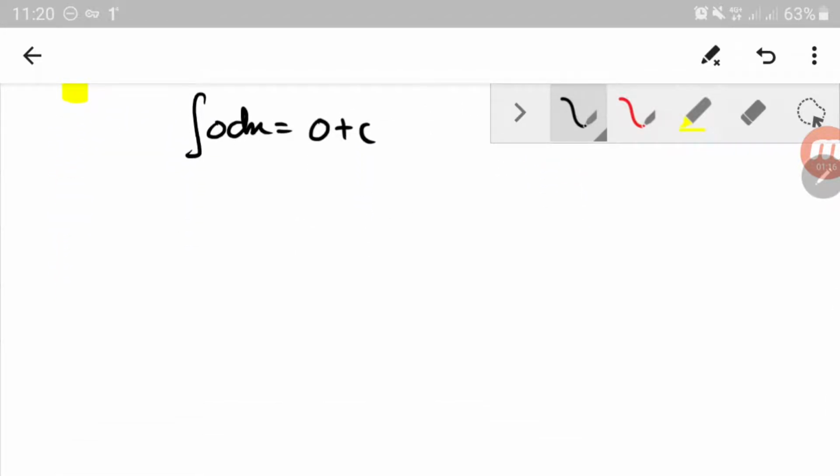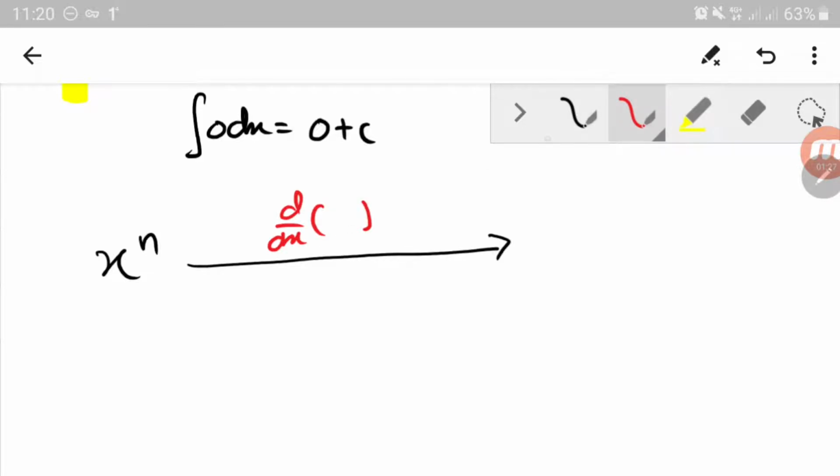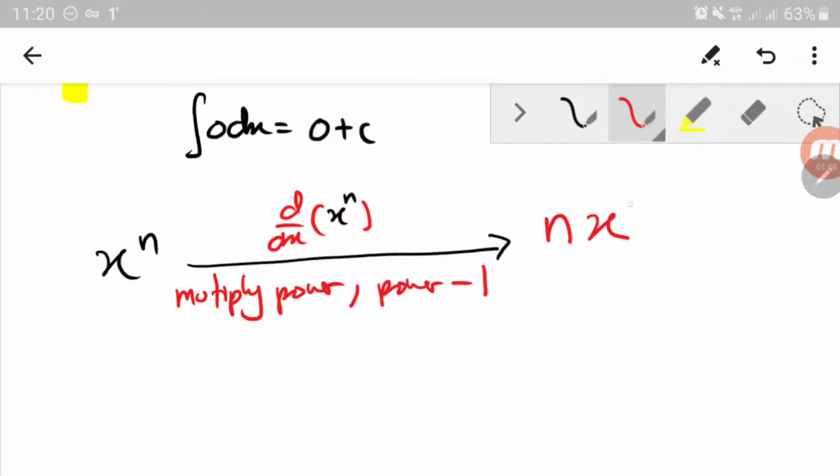Okay, let's move on to the next one: x to the power of n. So we differentiate x^n with respect to x. What we do? Simple. We multiply by the power, and then the power minus 1. So we multiply everything by n, the power, and then the power becomes n minus 1. That is when we differentiate.